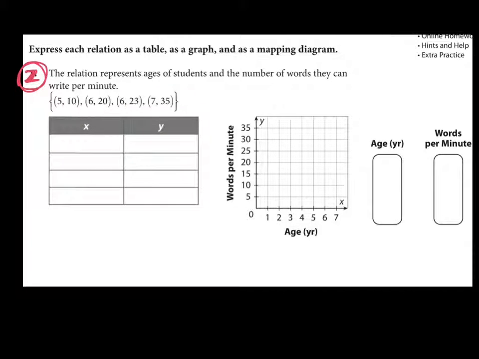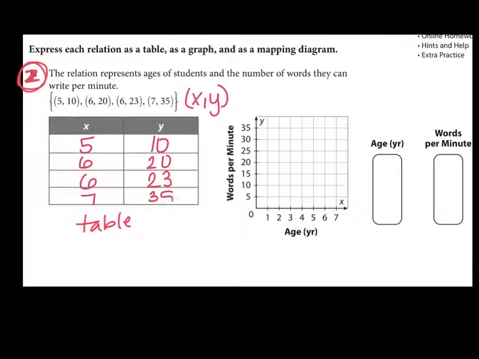So the first format that you might see information given is in a table. So you need to write down a table. And we're going to go ahead and put our x, y values. Remember that ordered pairs are written x, comma, y. So my first ordered pair here is going to be 5 in the x column, 10 in the y. All right, then we're going to have 6 and 20, 6 and 23, 7 and 35. All right, so there's my table.